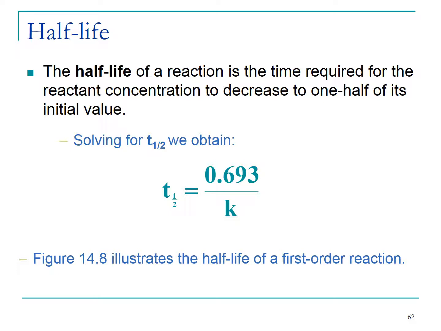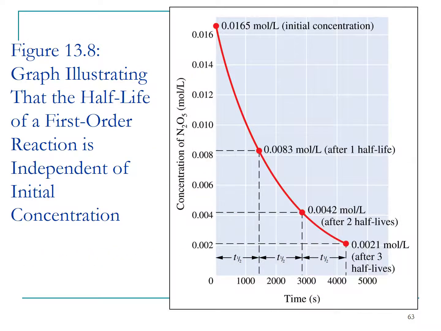We can see what happens to the half-life of a first-order reaction. You can see here, if you start, let's say the initial concentration is 0.0165. Let's say the half-life in this case looks like it's about, not quite 50, about 1400 seconds. So after 1400 seconds, the concentration has become half, 0.0165 divided by 2.